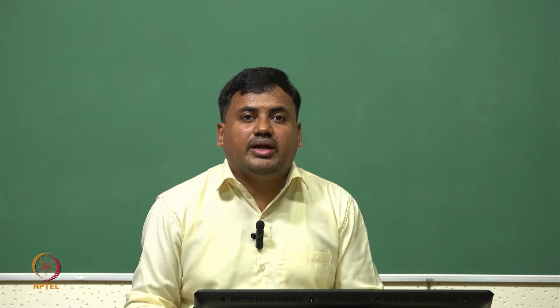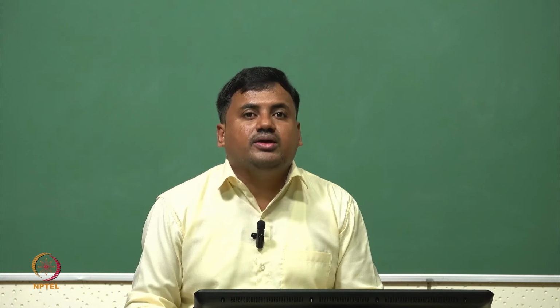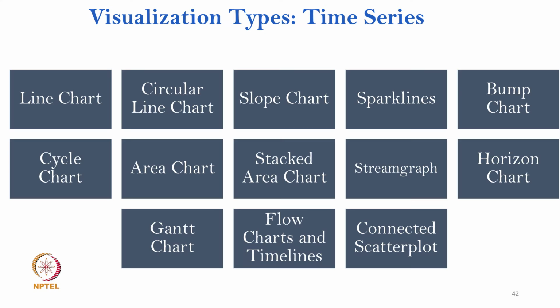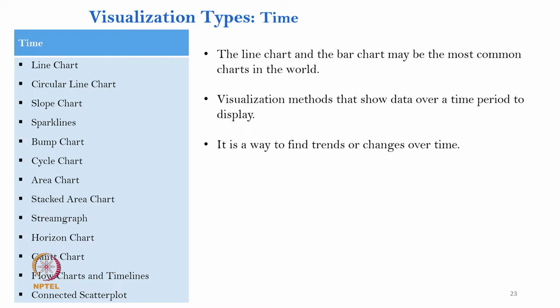In the time series, each data point is associated with a specific time period, which allows the chronological organization of the data. The types of data visualizations under time series are line charts, circular line charts, slope charts, sparklines, bump charts, cycle charts, area charts, stacked area charts, stream graph, horizon chart, Gantt chart, and also flow charts, timelines and connected scatter plots. Let us look at how we can use these charts in our research activities.